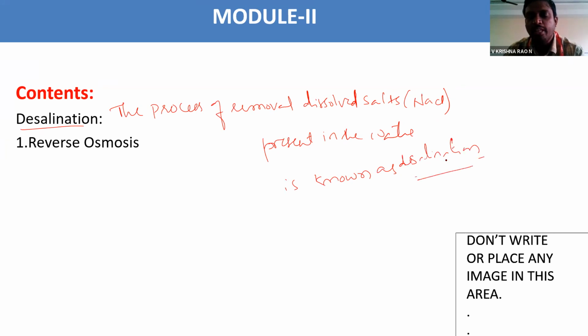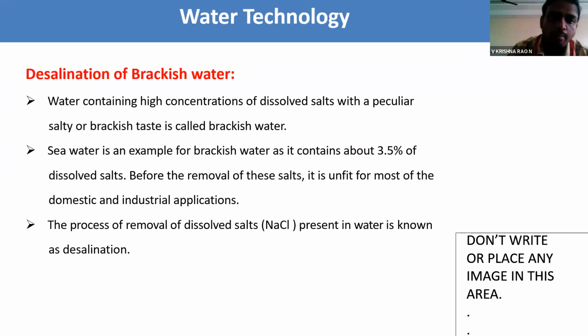Desalination is done by several methods, but in our syllabus we have the reverse osmosis method. By doing reverse osmosis, we perform the desalination of seawater, or the desalination of brackish water. How are we going to desalinate brackish water?